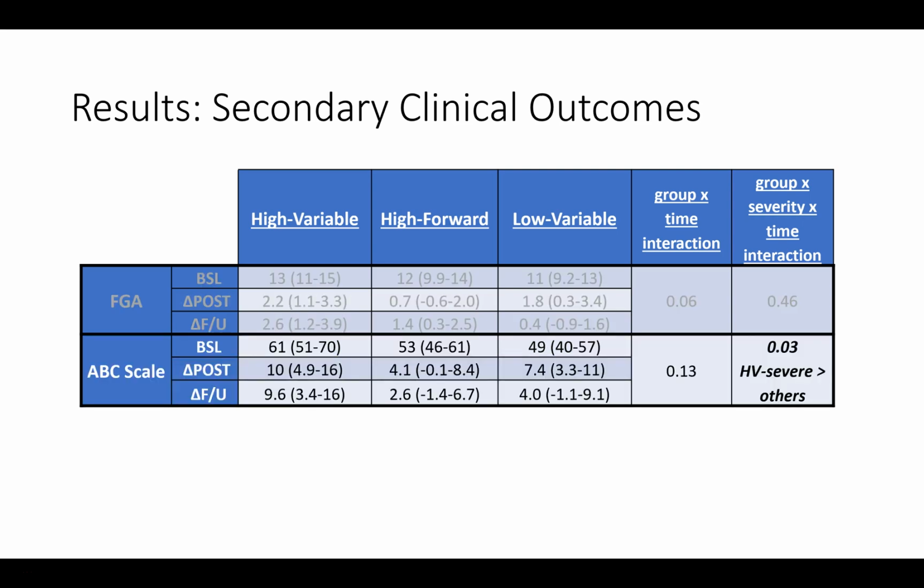When you look at the ABC scale, there were no differences across the three groups overall. However, you see that there's a significant group by severity by time interaction effect. And what this means is when you add the factor of their baseline gait deficits, you see that specifically individuals that have initial gait speeds of 0.5 meters per second or less and received high intensity variable training had significantly greater gains in their ABC scale than any of the other individuals, regardless of what intervention they were provided.